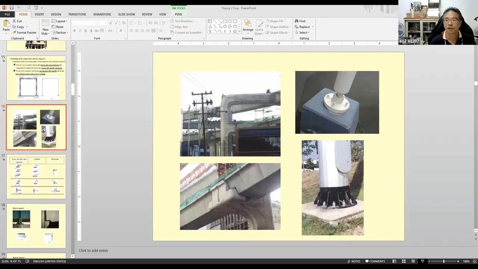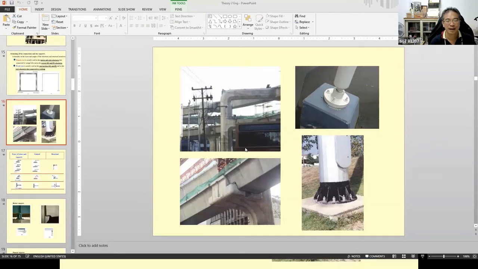I think I also have this one. Nope, I didn't have this one. Nope, not for this. Okay, anyway, let us see.